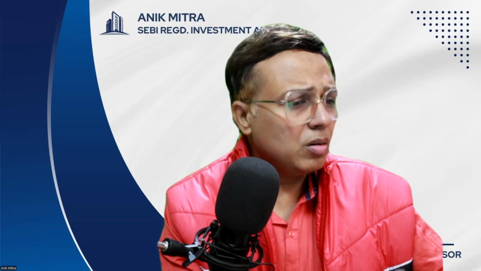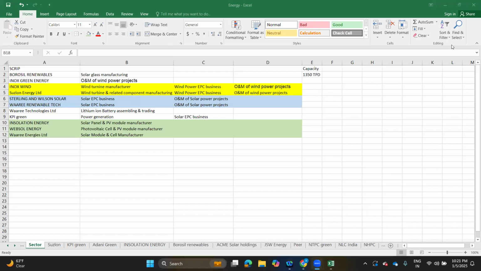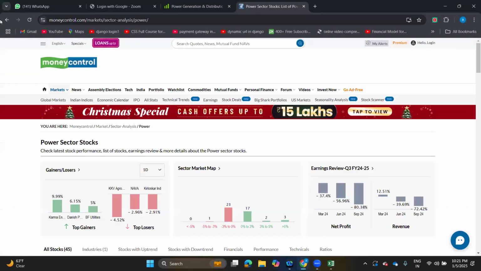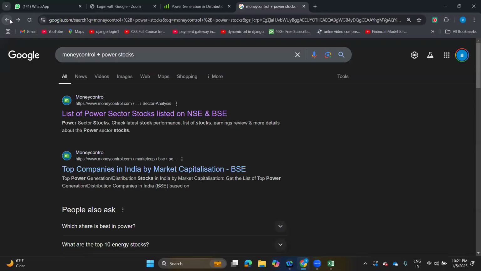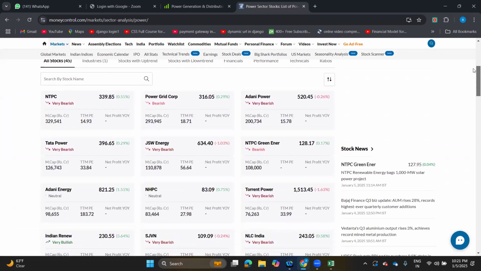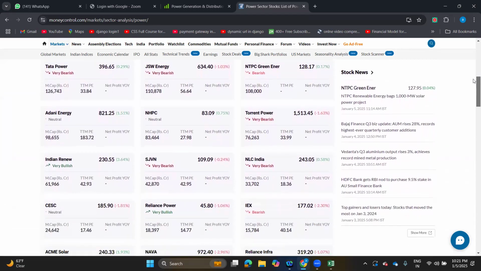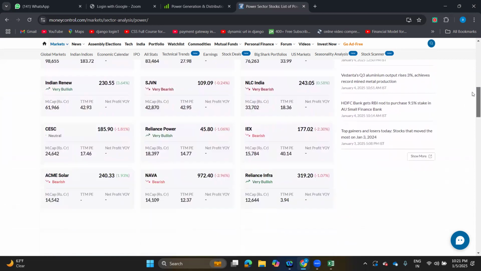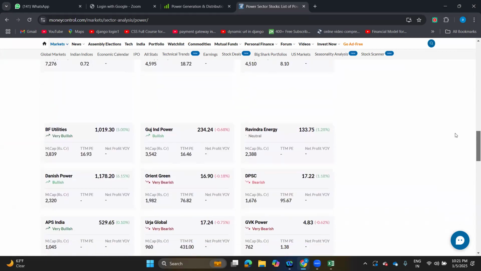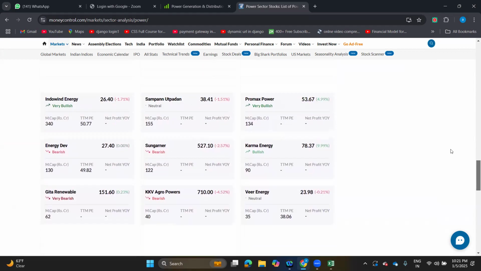So I will show you how. This is the list I have tried to search in Moneycontrol. Power stocks, Moneycontrol, power stocks. List of power stocks listed on NSE BSE. Just have a look at it. This is the power stock list in Moneycontrol. NTPC, Power Grid, Adani Power, JSW Energy, Tata Power, Torrent Power, Inox Wind, so many companies, NHPC, JP Power. So many companies are there.